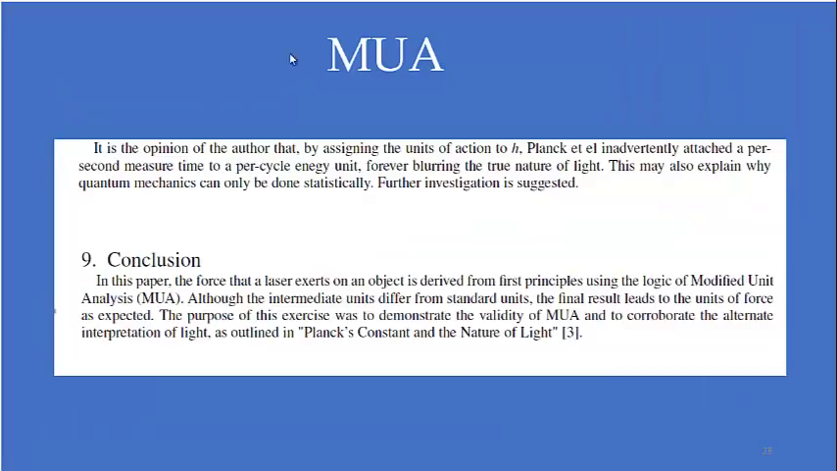It is the opinion of moi, the author, that by assigning the units of action to Planck's constant, h, Planck and company inadvertently attached a per second measure of time to a per cycle energy unit, forever blurring the true nature of light. This may also explain why quantum mechanics can only be done statistically. Further investigation is suggested.